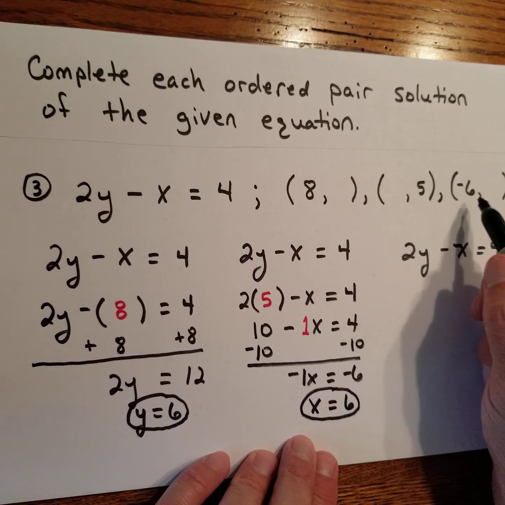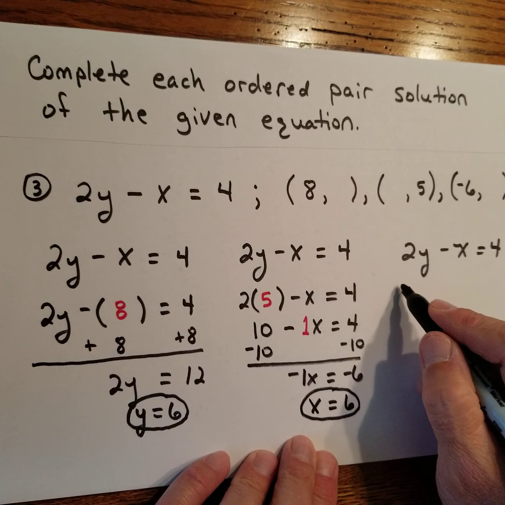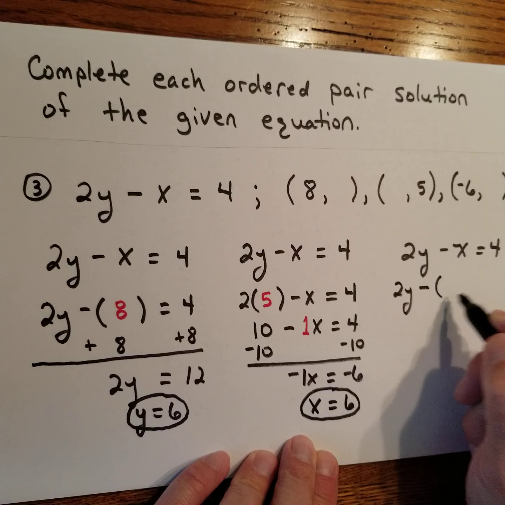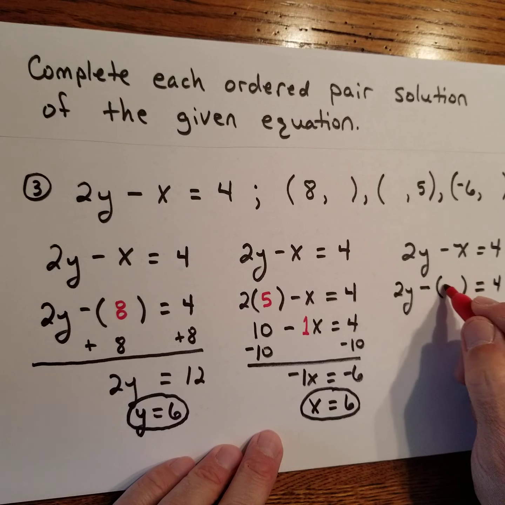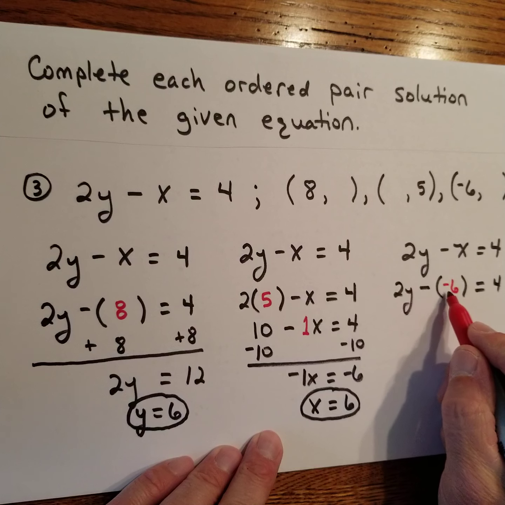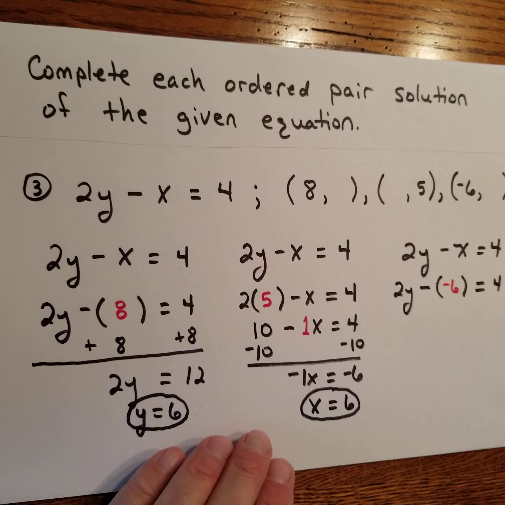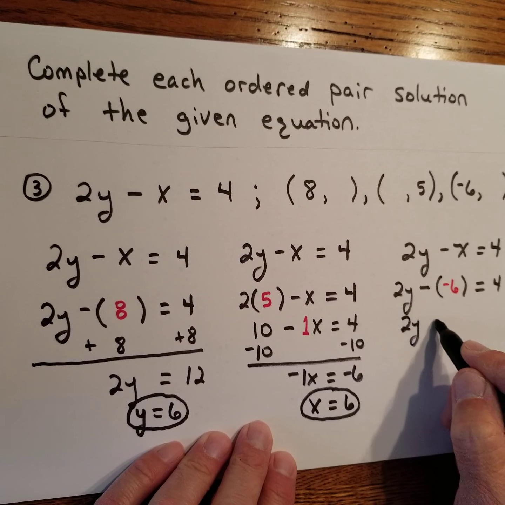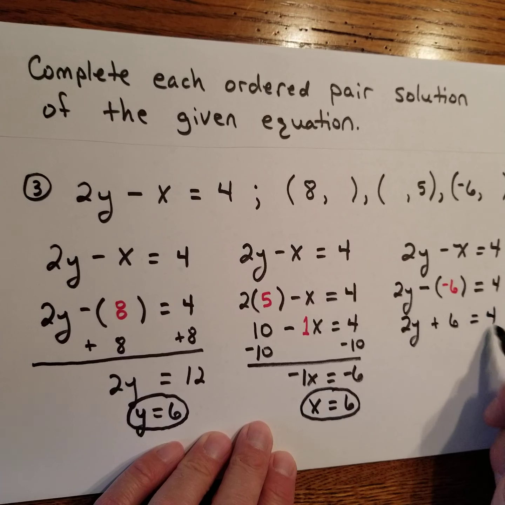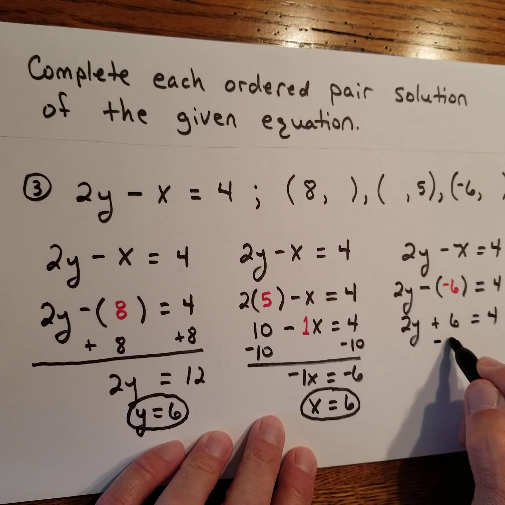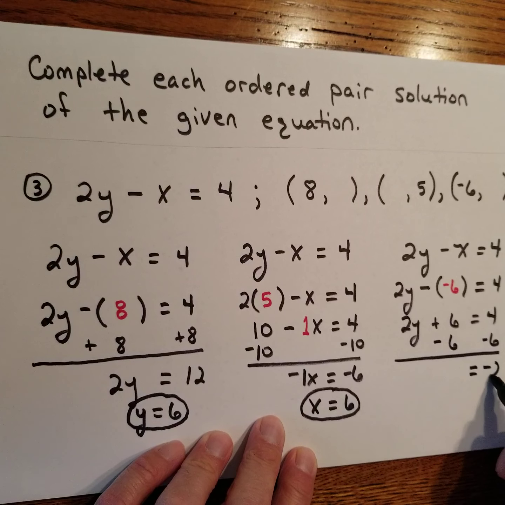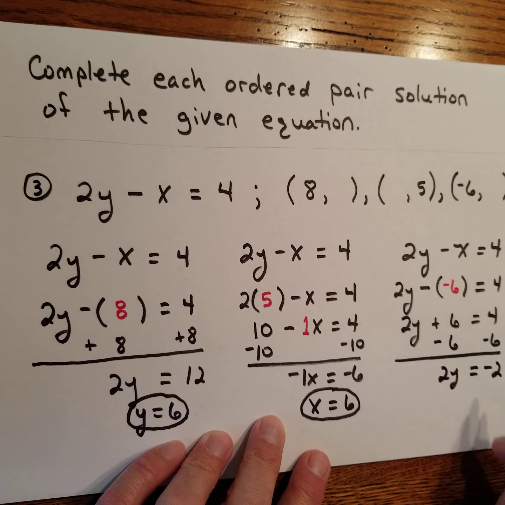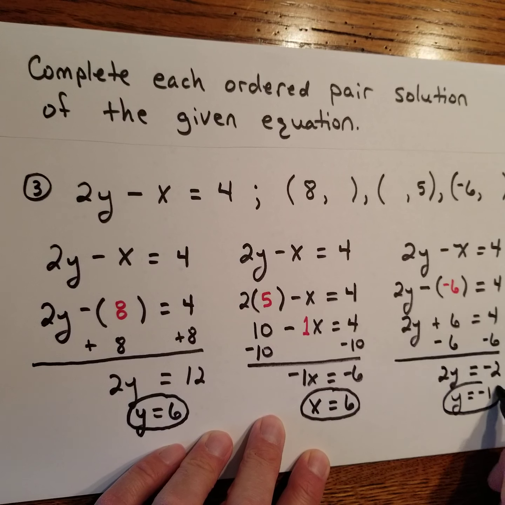Last example, x is -6, find y. I'm looking for y. I'll plug in for x. When I plug in -6 in for x, I should be careful. I've got 2 negatives next to each other. I know 2 negatives make a positive. Now the inverse of addition is subtraction. And when I divide a negative by a positive, my final answer is negative.